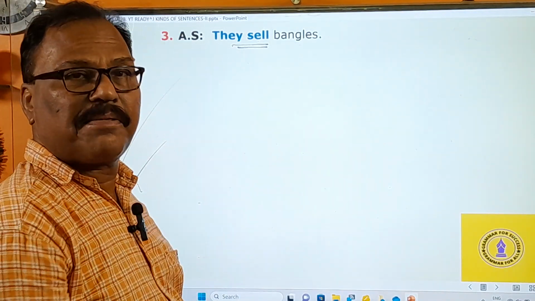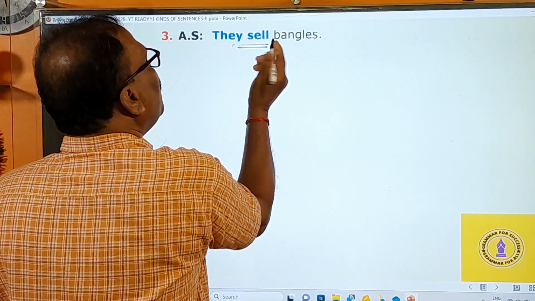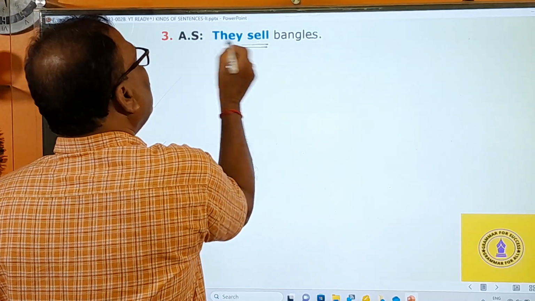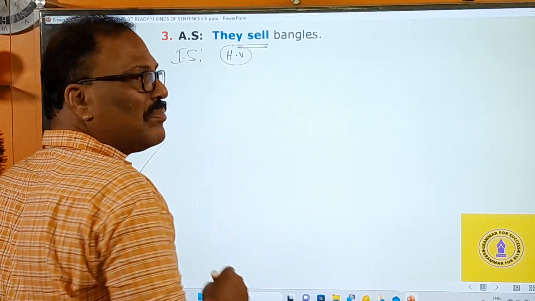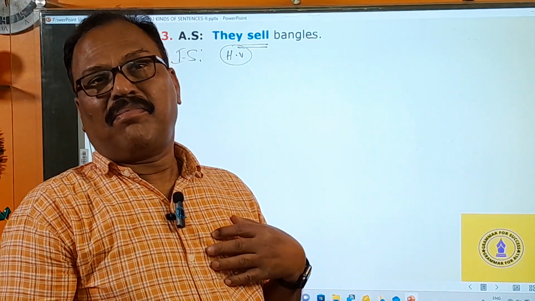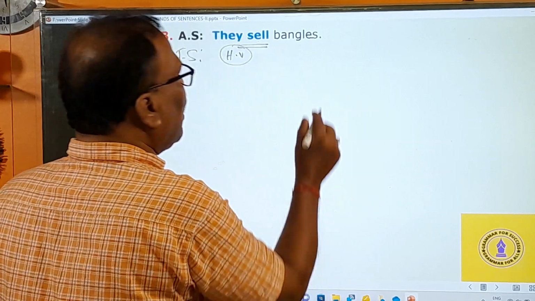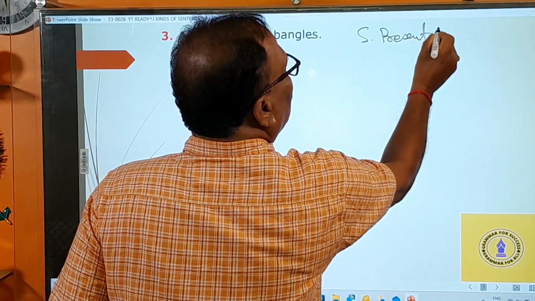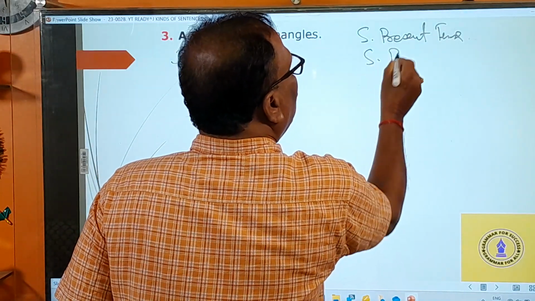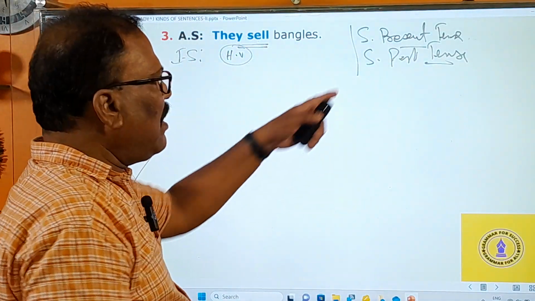They sell bangles. Dear learners of English, in this, to change an assertive sentence into an interrogative sentence, we need a helping verb. If there is no helping verb, problem will arise. There are only two subtenses in which there are no helping verbs: simple present tense and simple past tense. At the time of teaching you the tenses elaborately, I'll discuss these two things.